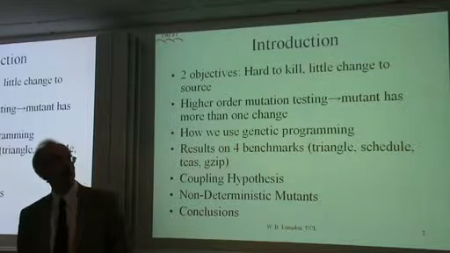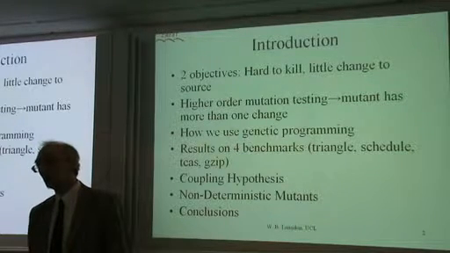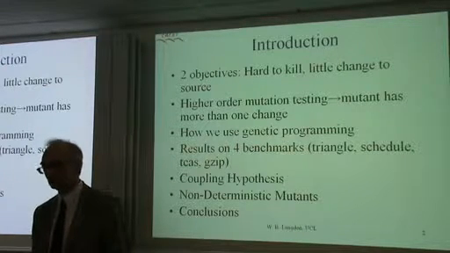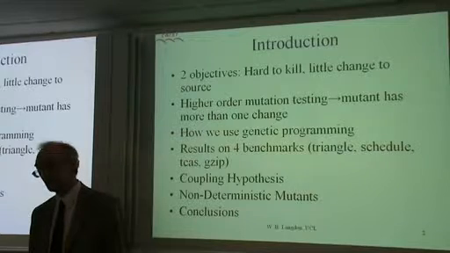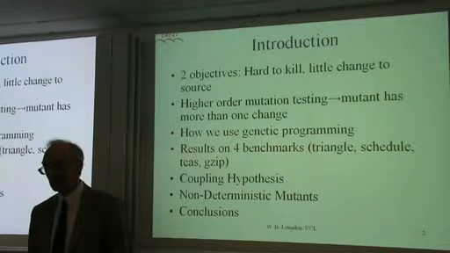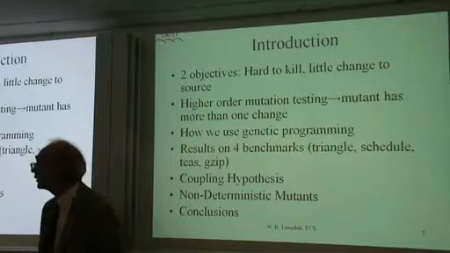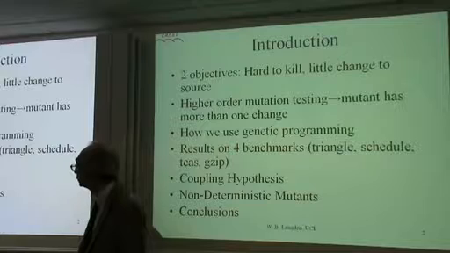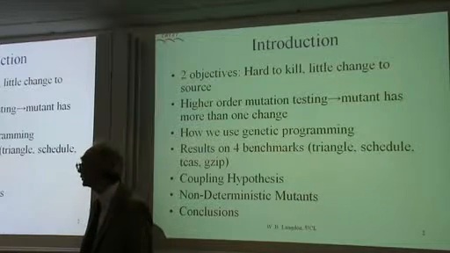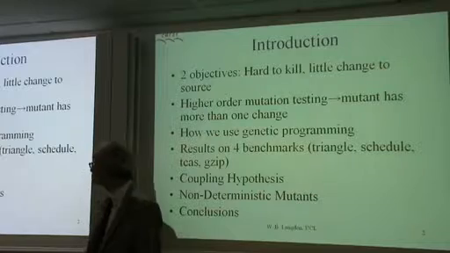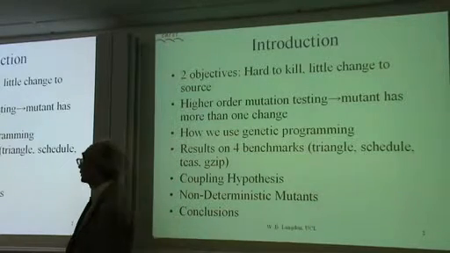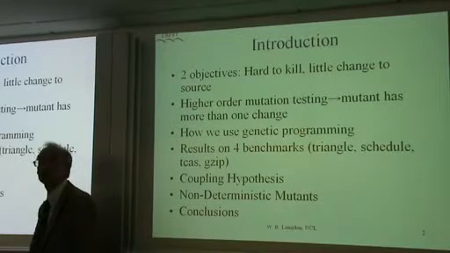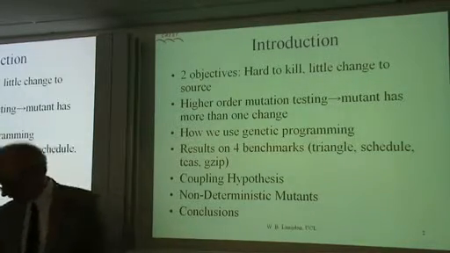So the approach is going to be multi-objective, trying to get mutants which are both high quality but also not too different from the original source code. I'm going to talk a little bit about how we use genetic programming. There are some results on poor benchmarks, but I'm probably just going to concentrate on the work on Jesus at the end. There are some results on the coupling hypothesis, and a slide on non-deterministic mutants that we conclude with.